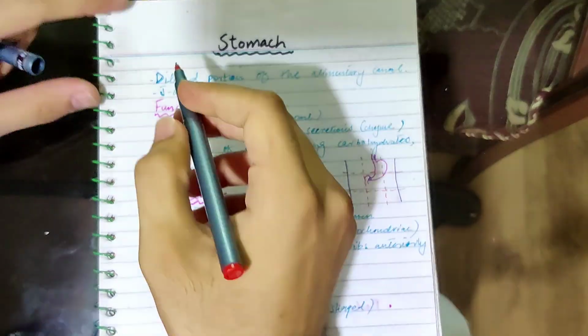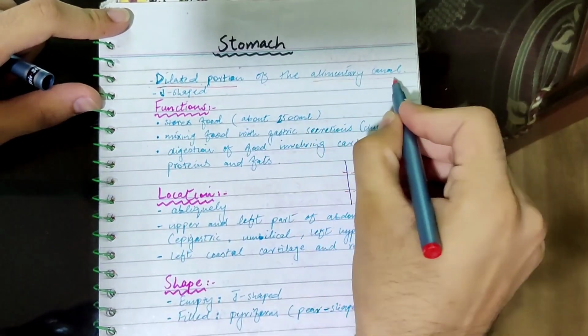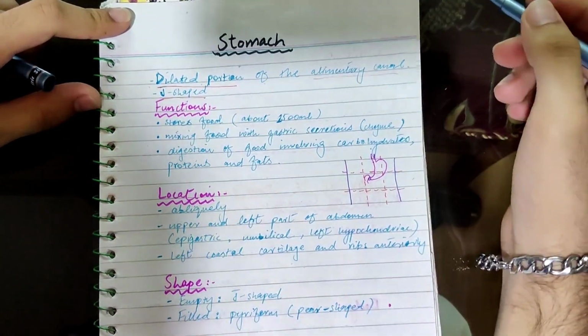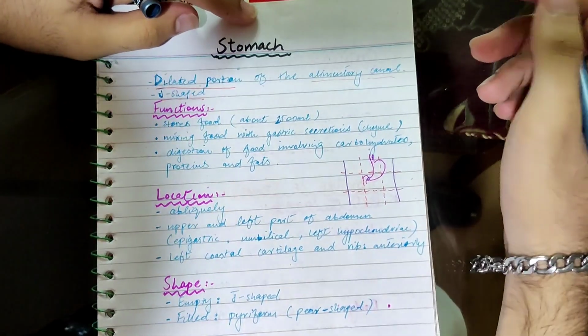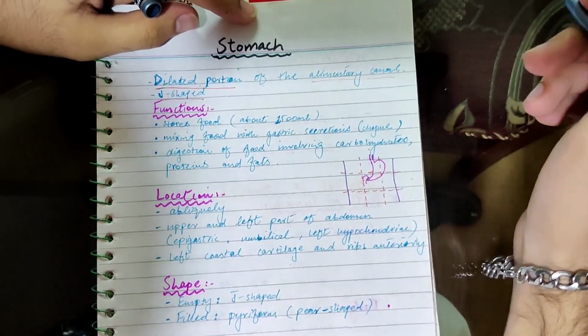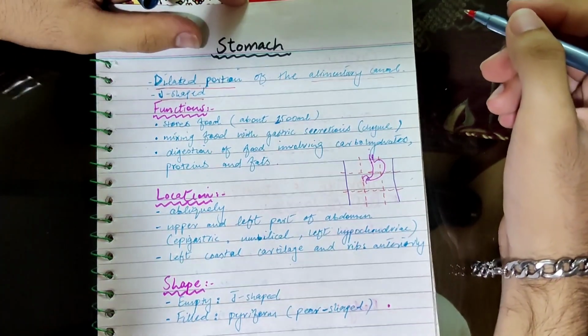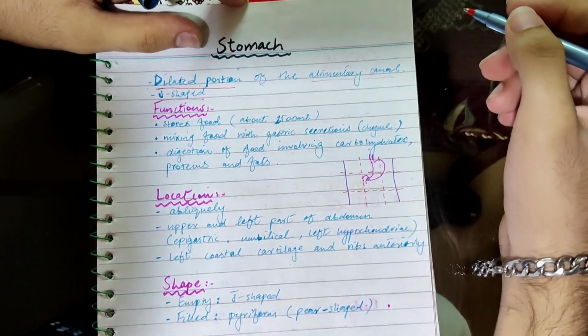The stomach is basically a dilated portion of the alimentary canal and it is J-shaped. What is the stomach? The stomach is a dilated portion of our alimentary canal, which is the gastrointestinal tract, and the stomach is J-shaped. So what are the functions of our stomach?